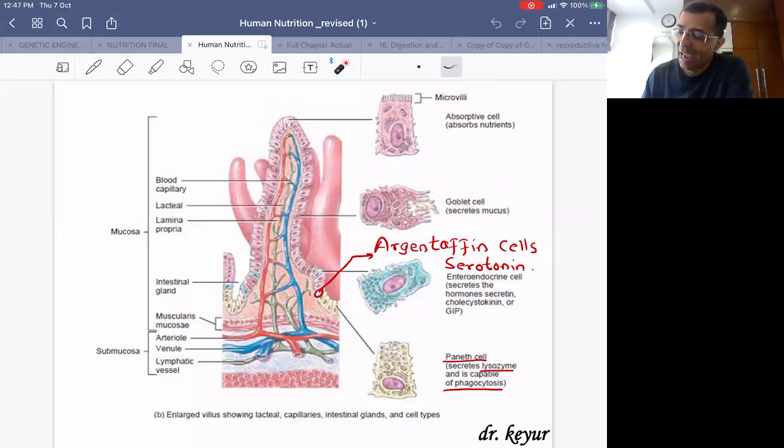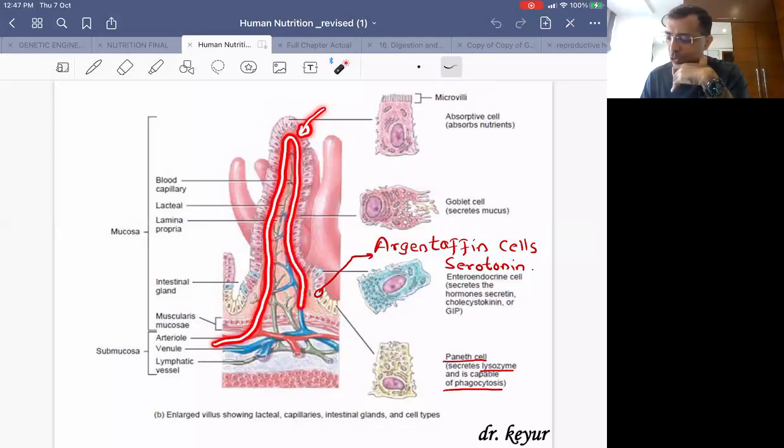And sir, absorption now takes place. Where will the absorption take place? Glucose, fructose, amino acids, vitamins, electrolytes, water, ये सब आपके blood vessels में absorb होता है.